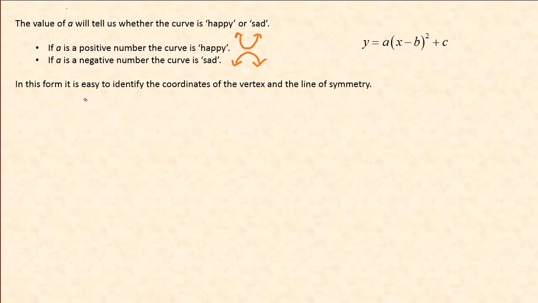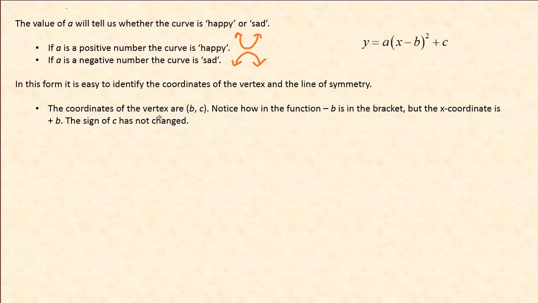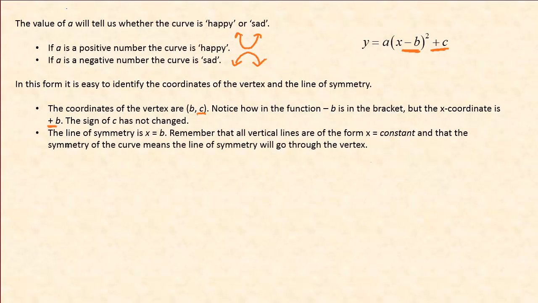In this form, it is easy to identify the coordinates of the vertex and the line of symmetry. The coordinates of the vertex are (b, c). Notice how in the function we have minus b in here, but the x-coordinate is plus b. The sign of c, however, has not changed. It's positive here, and it's positive just here.